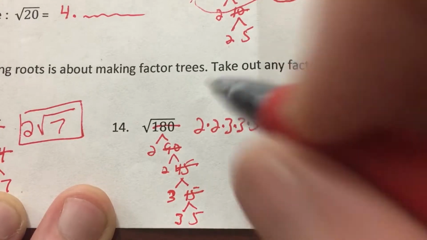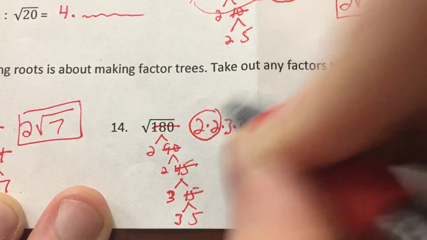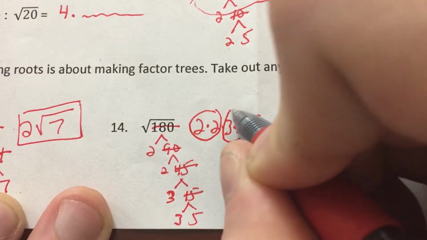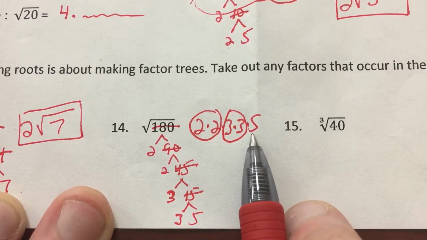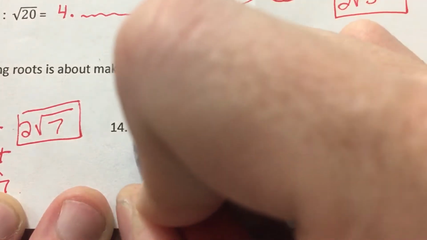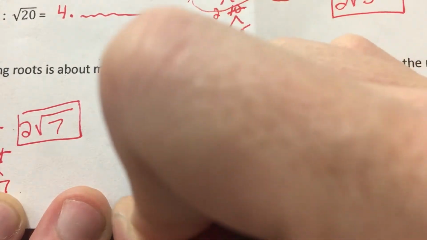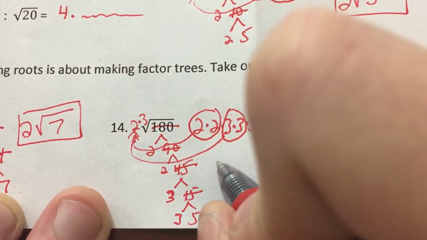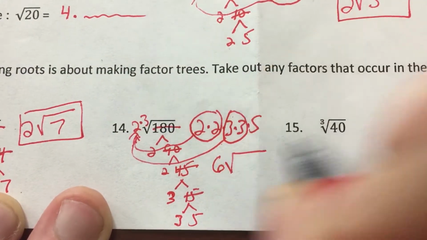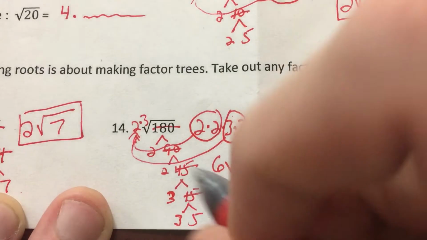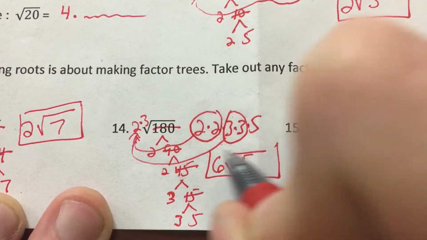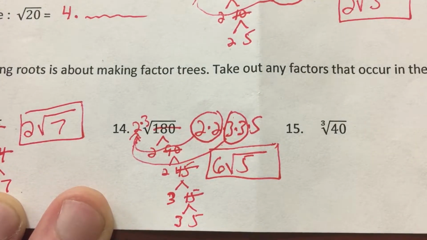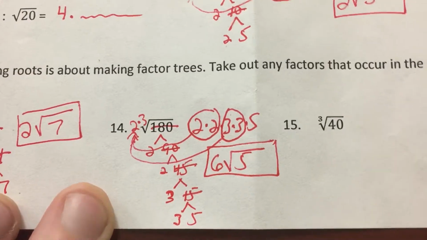But the reason we broke it down is because we're looking for pairs. There's a pair of 2s, there's a pair of 3s, as well as a leftover 5. So a 2 gets to come out, and the 3 gets to come out. And if more than one thing comes to the outside, they are going to multiply. 2 times 3 makes 6. Square root of what was left over? 5. So the square root of 180 simplified is 6 times the square root of 5.